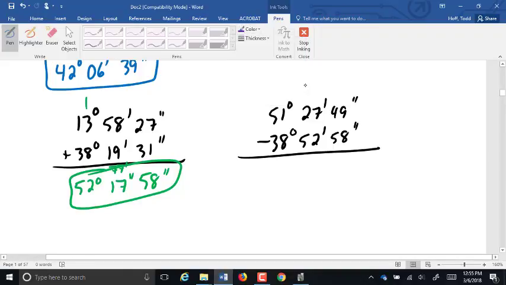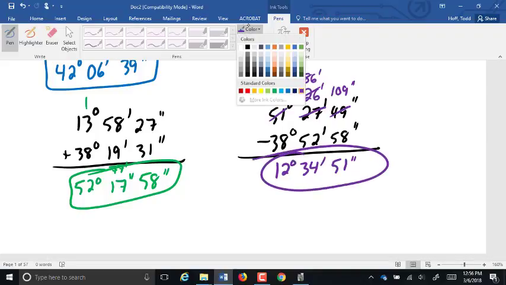Next, we have the subtraction. 49 minus 58. What do we have to do? Borrow. This will be 26, and this will be 109 minus 58, which is 51 minutes. 26 minus 72. What do we do? This will become 50, and this becomes 86. 86 minus 52, 34, and 50 minus 38 is 12. So 12 degrees, 34 minutes, 51 seconds.